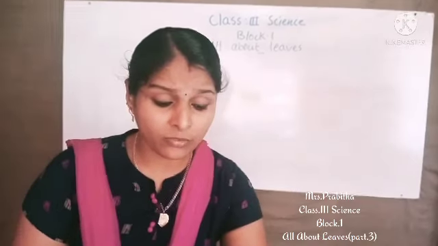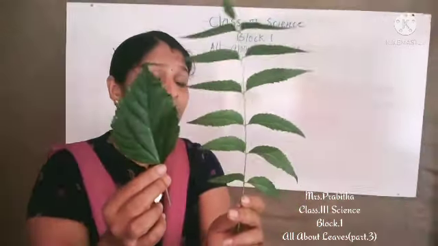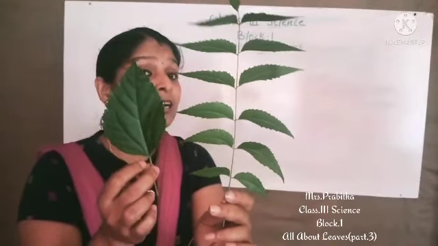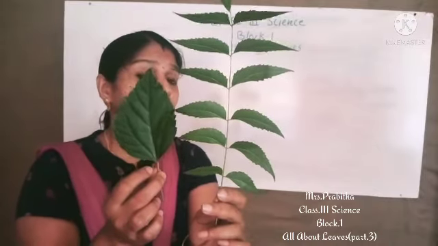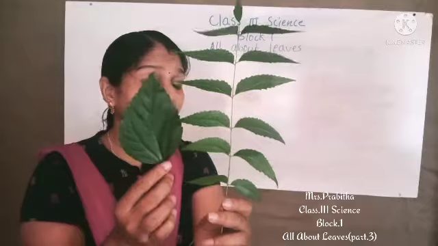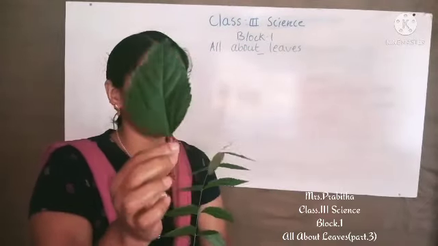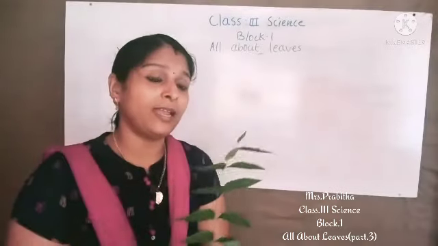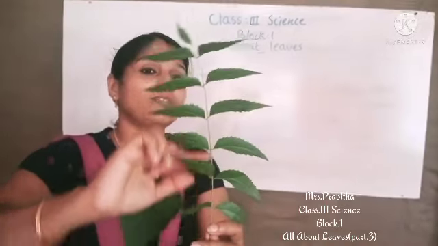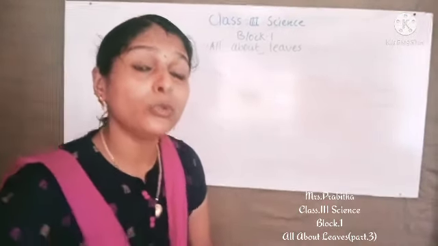Now you have to tell me how these two leaves are different from each other. When we look at these leaves we can identify how they are different. Yes, we can find that this leaf has only one leaf blade, and here we can see this leaf has many leaf blades. So we can divide the leaves into two types.